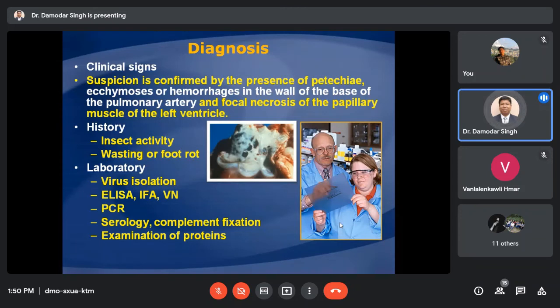Then, if you want to confirm by the presence of, as I was talking about, the pinpoint hemorrhage, petechial or pinpoint hemorrhage lesions, sometimes ecchymotic hemorrhagic lesions, or multiple types of these hemorrhagic lesions in the wall of the base of the pulmonary artery, as well as the focal necrotic lesions of the papillary muscle of the left ventricle. Okay, so those are very much important.